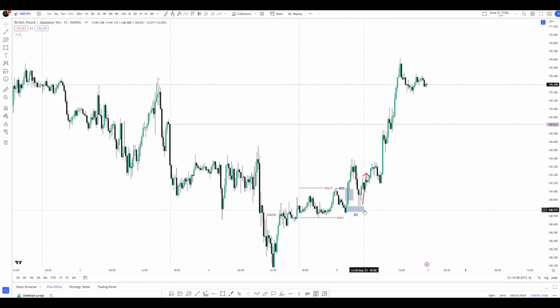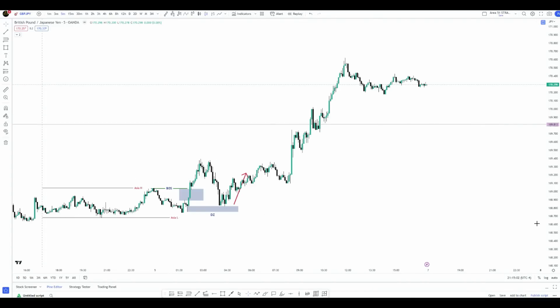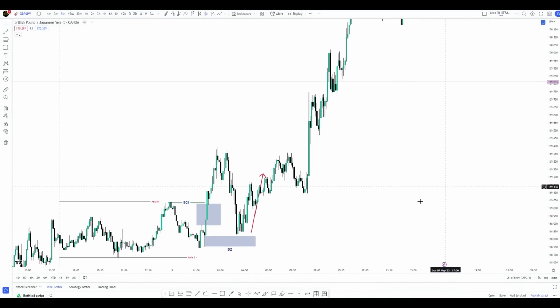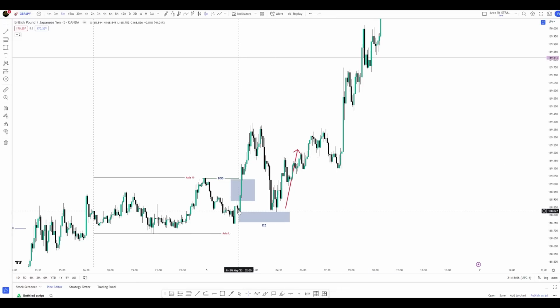Why do I mark this as a demand zone? If you go a little bit on the lower time frame, you will see it clearly. Okay, right? So here, this shadow is not mitigated yet. So I marked my demand zone from here. And there was a lot of imbalance from here to here.